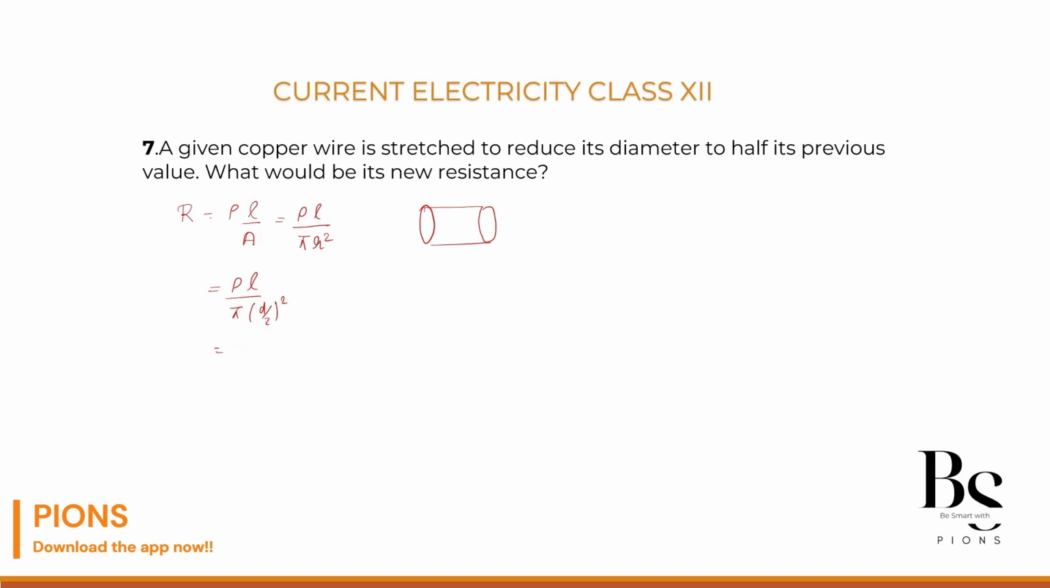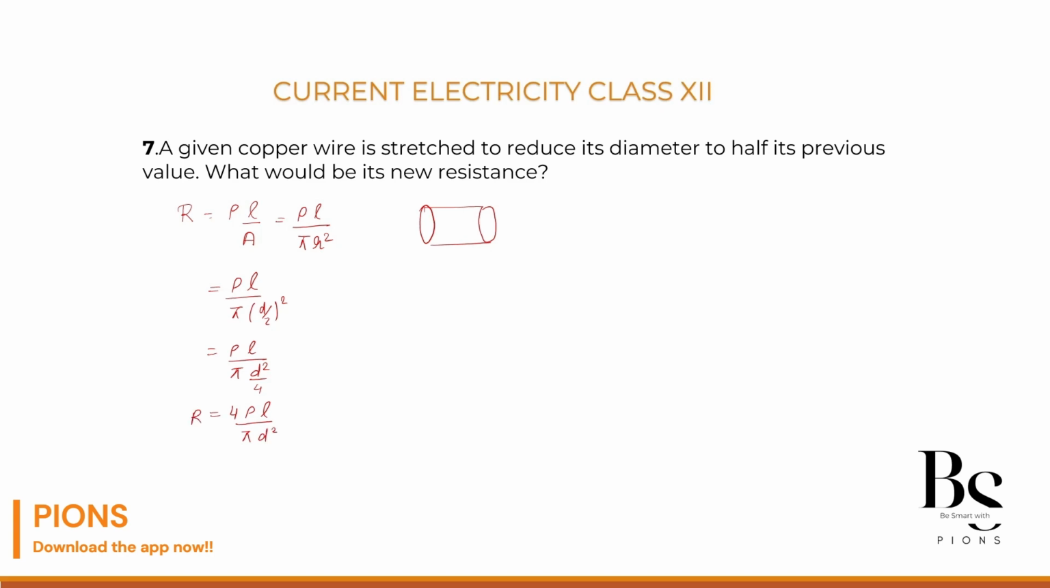Let me write it in one more step so that all of you can understand it better. Rho L by pi d square by 4, right? This 4 will go in the numerator. So the initial resistance is 4 rho L by pi d square. Now this is our initial resistance, right?